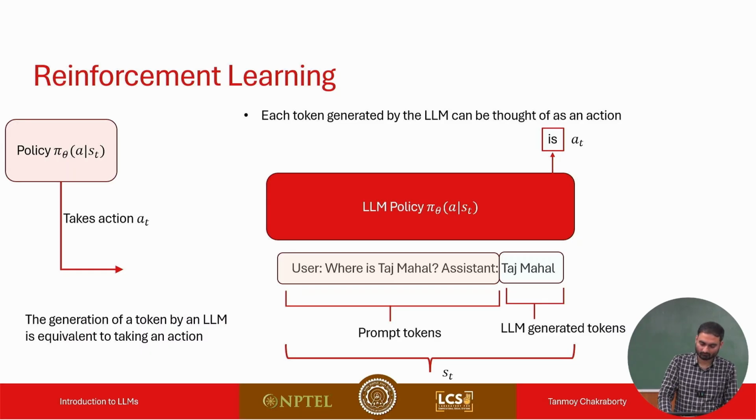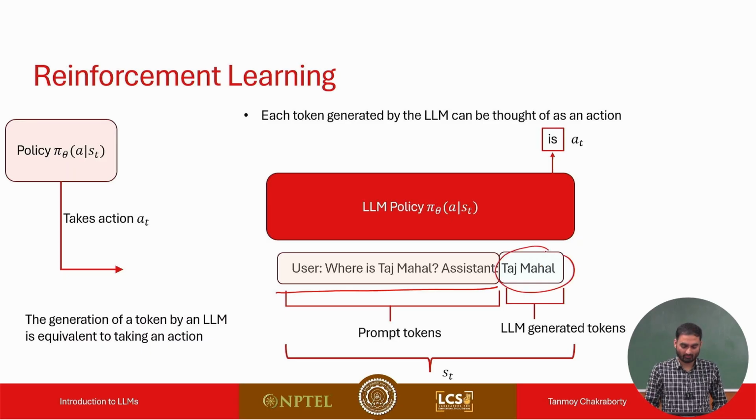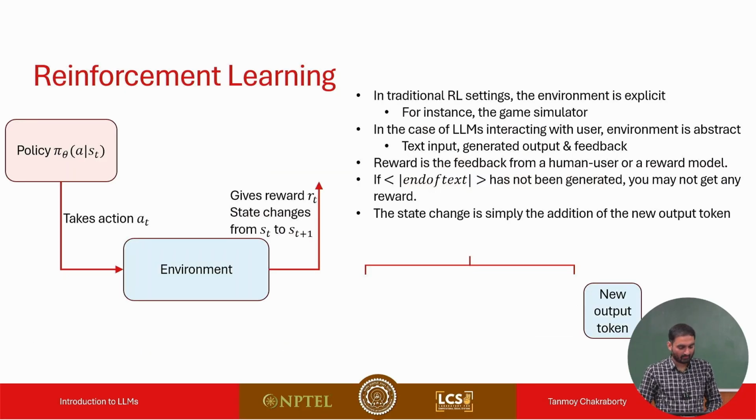Okay, so this is another example. A policy pi theta, right? St is the current state, A is the action. If you take an action AT, it will essentially lead to another state. For example, in this case, let's say the prompt is "where is Taj Mahal assistant." Now this is my prompt, right? And you generate "Taj Mahal" as the output, right? So till this part, it will act as a state, right?